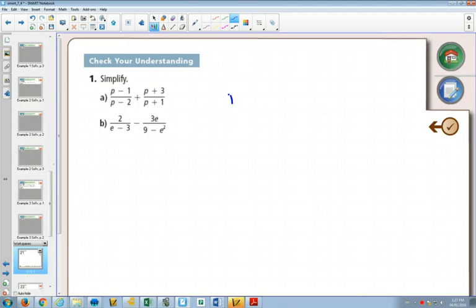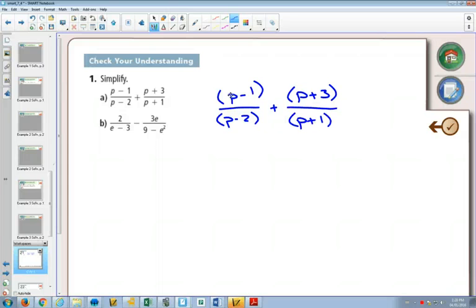All right, for this first one, remember things get grouped together, so we can group all of these things together that are added or subtracted, either in the numerator or the denominator. Now, if we want to add fractions, we know we need a common denominator.